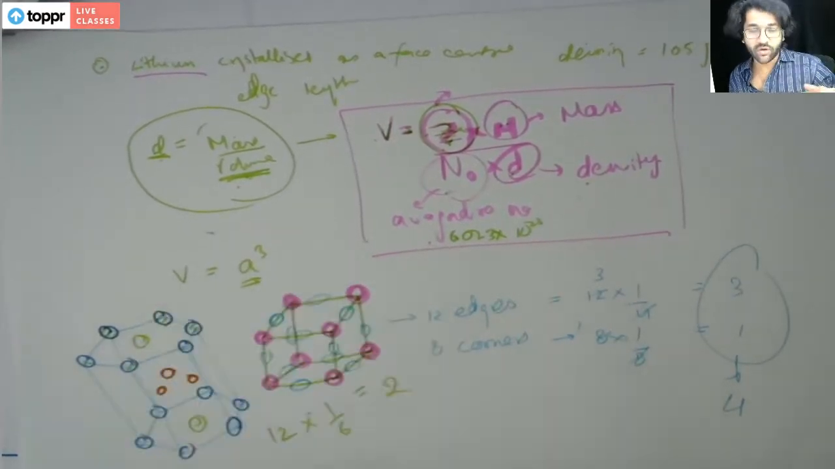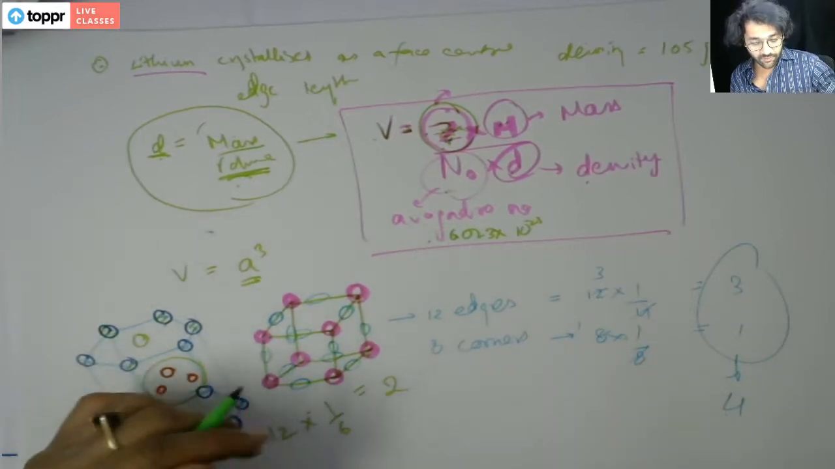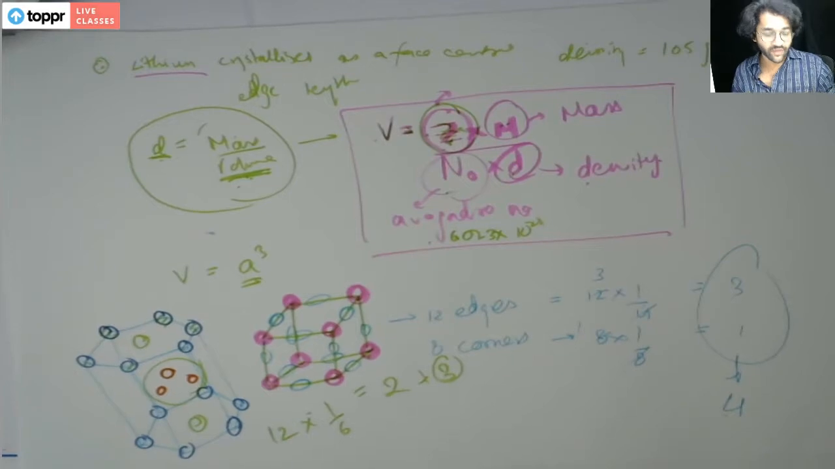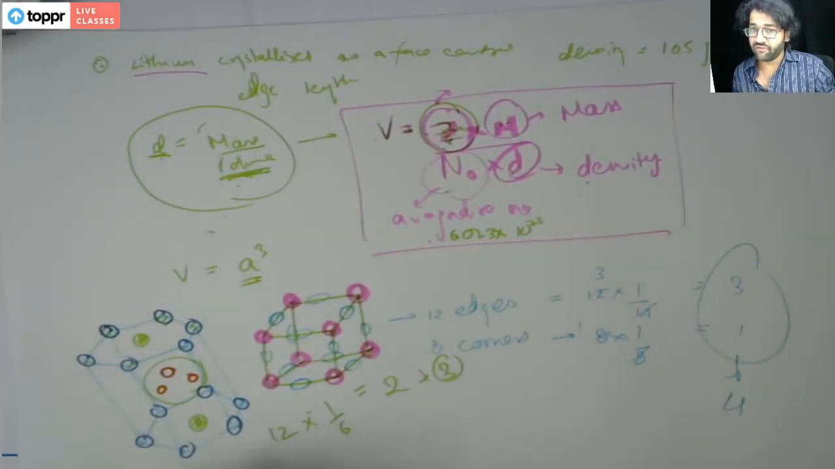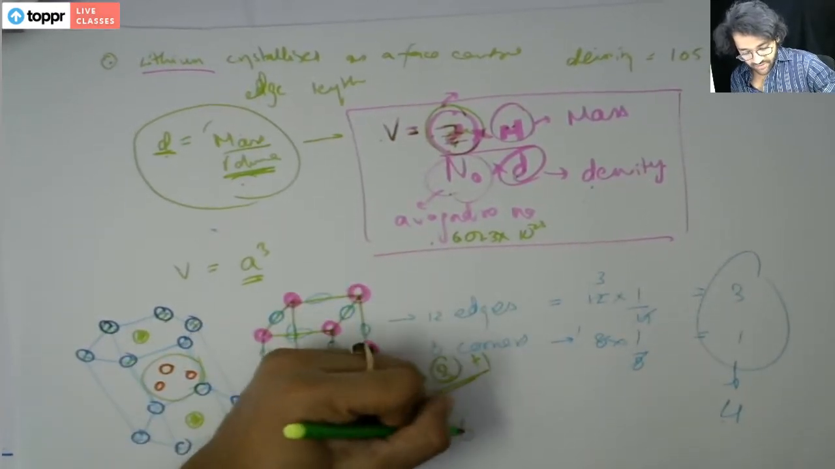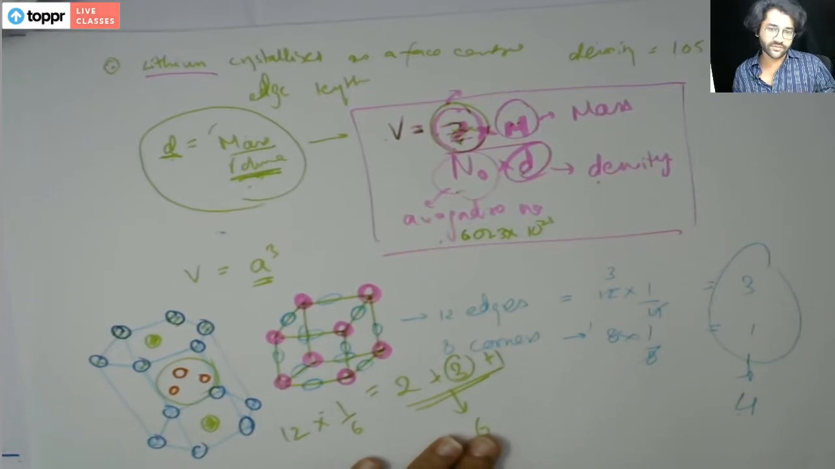Hence we have 2 from the corner, right? Then there are 3 inside the body, so they are complete. So their contribution is a complete 3, and there are 2 which are present at the faces. So the contribution will be half for 2, that is overall 1. So hence the overall number is 6 here for the hexagonal unit cell. All right.